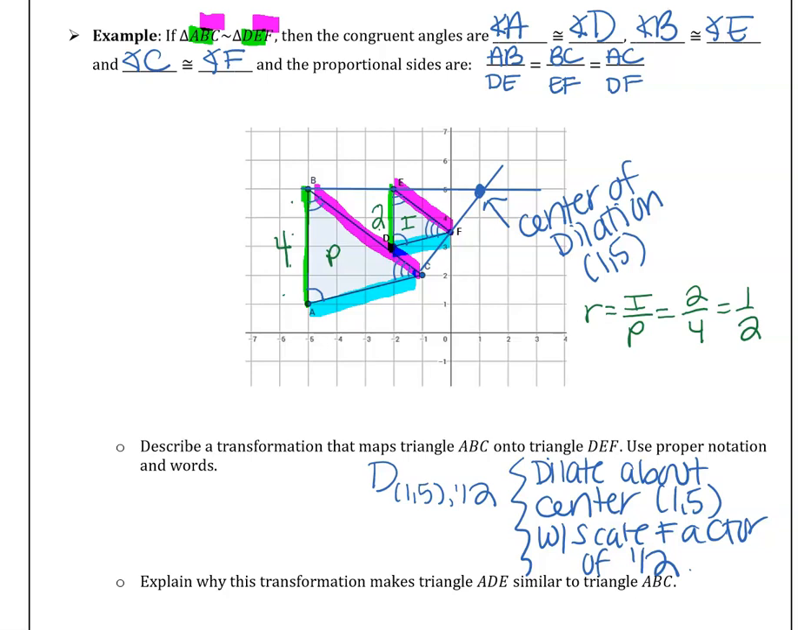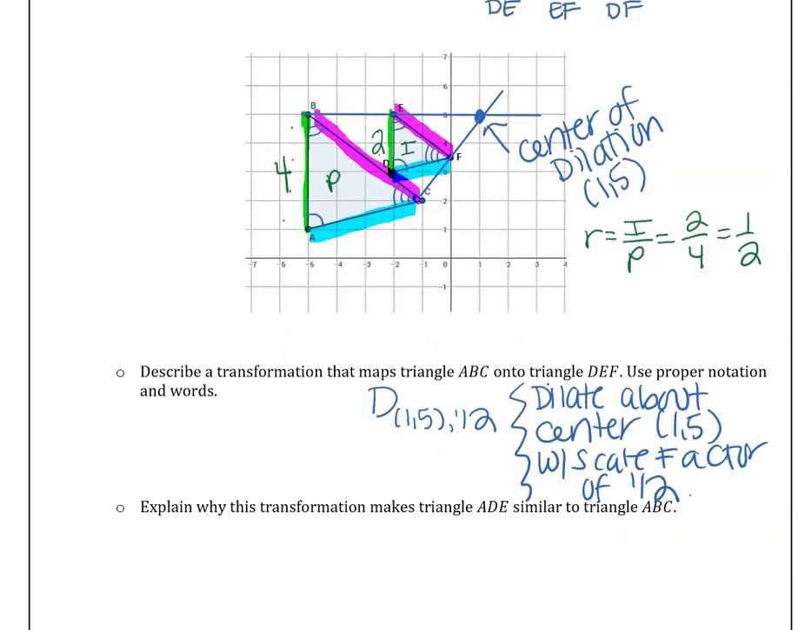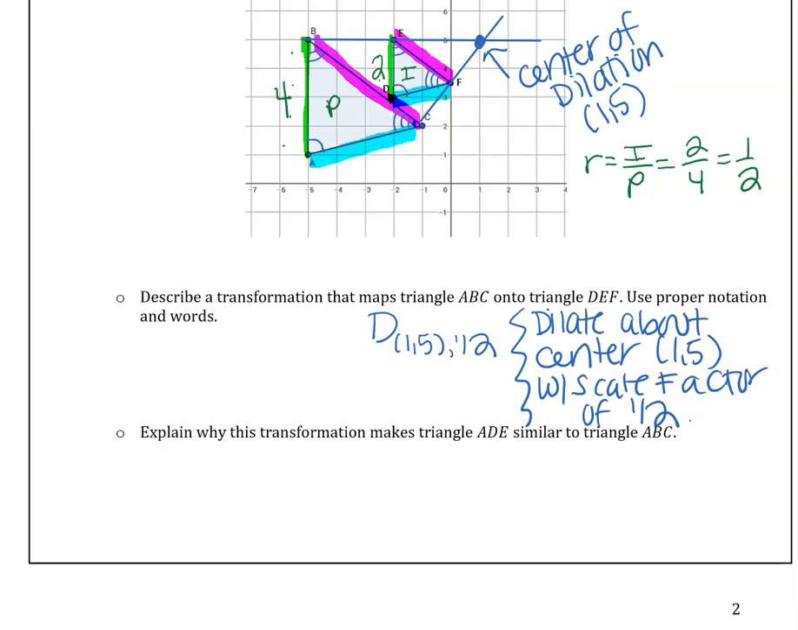All right, so everything I've mentioned up until this point is all review from last unit. Now, why does this transformation create similar figures? Or why is triangle DEF then similar to triangle ABC? Oops, it says ADE, that's supposed to be DEF. I'm going to fix that typo. Okay, so they are similar because a dilation preserves angle measure, and if all the angles are the same, then the triangles must be similar.